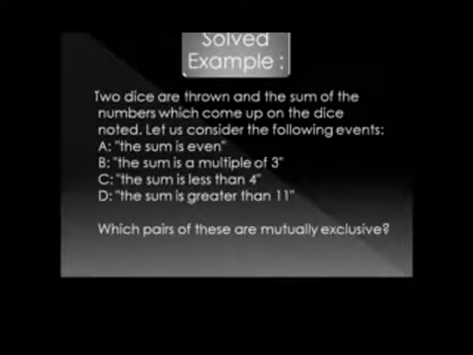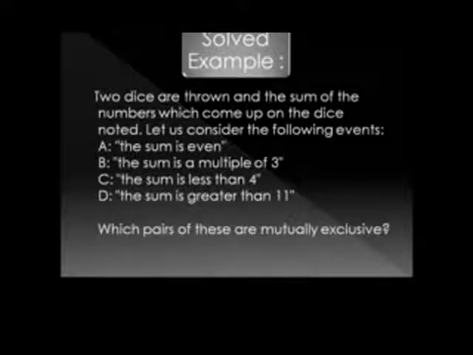Two dice are thrown and the sum of the numbers which come up on the dice are noted. Let us consider the following events. A is the sum is even, B is the sum is a multiple of 3, C is the sum is less than 4, and D is the sum is greater than 11. So which pair of these are mutually exclusive?